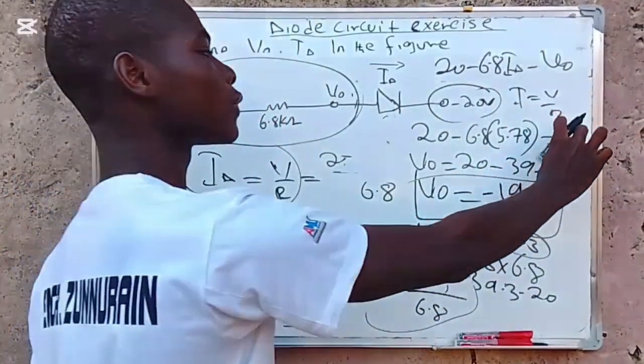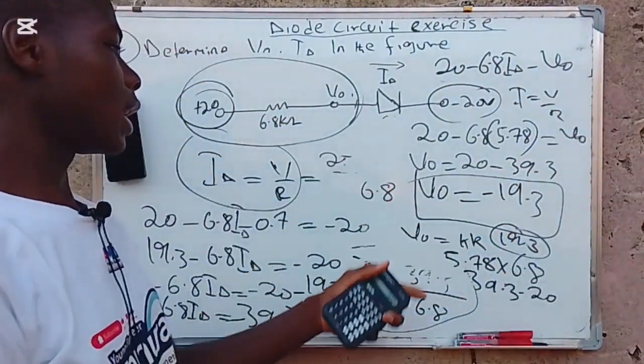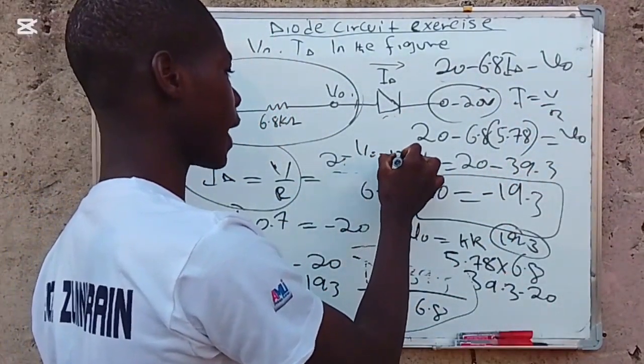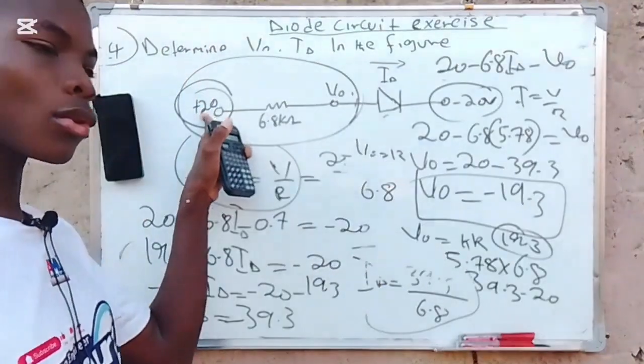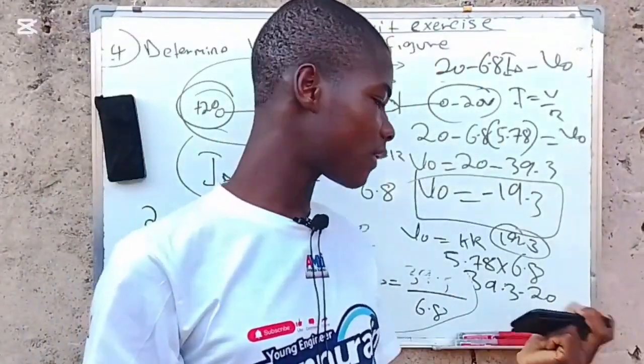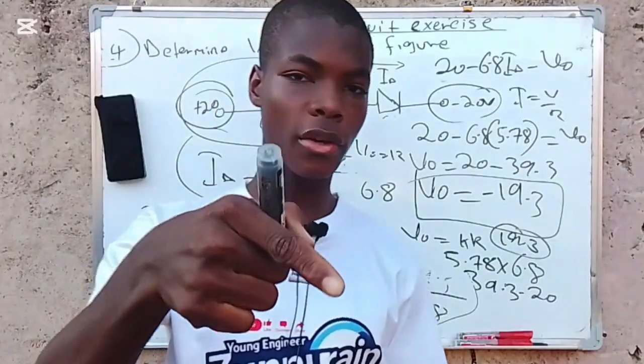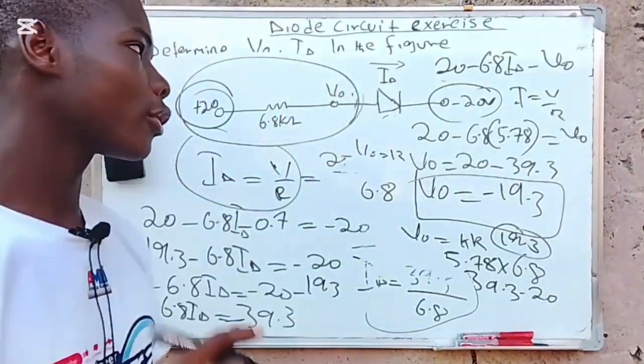But if you are going to find the V naught, in this V naught, it is equal to IR. After, when this is positive, you have to change it to negative. After multiplying with the result, you have to subtract with 20. So this is all I have for you for the fourth question.